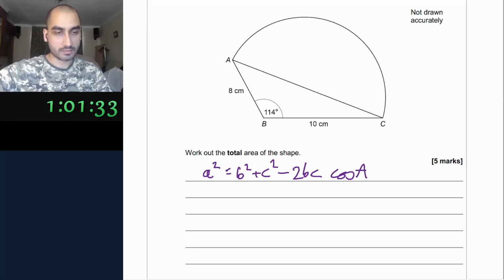C squared equals a squared plus b squared minus 2ab cos C. I get it. Okay. Yeah, that's right. That's just different letters. All right.